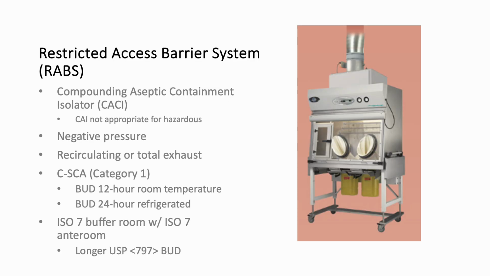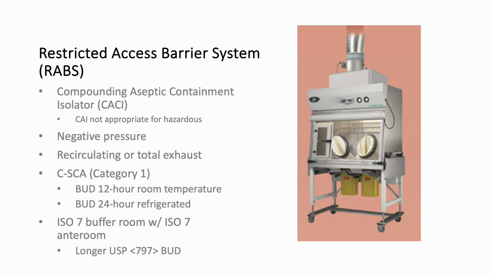For a restricted access barrier system, we want to look at the CACI, or the Compounding Aseptic Containment Isolator. Note there is a CAI that is not appropriate for hazardous drug compounding. Instead, we need to make sure it's a CACI. These are negative pressure, using recirculating or total exhaust, and if in a CSEA, a segregated compounding area, this would be considered Category 1 compounding with 12 hours at room temperature and 24 hours under refrigeration beyond use dating.